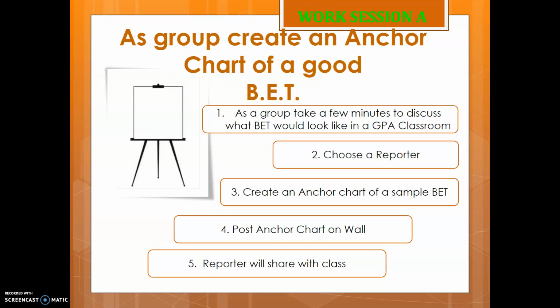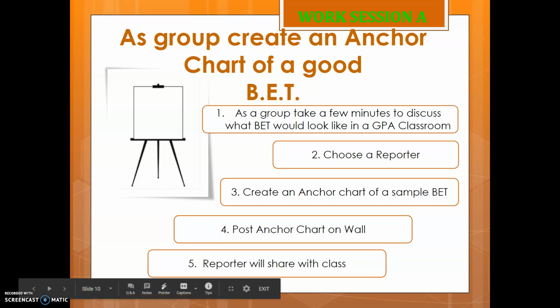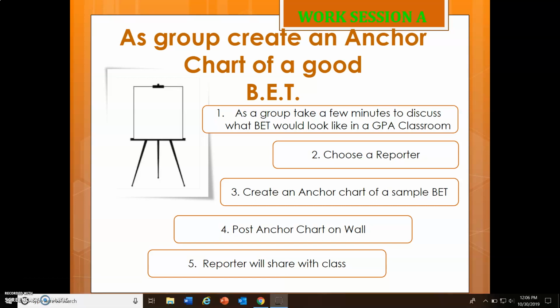Then we had you go into a work session where you did an anchor chart. Thank you for that. You guys had some great ideas and ways that you can BET. Take 3 to 5 minutes and just share out what you think you can do or things you're currently doing to BET with your staff. You can pause the video at the time, and when you're finished with the discussion after 5 minutes, you can come back.